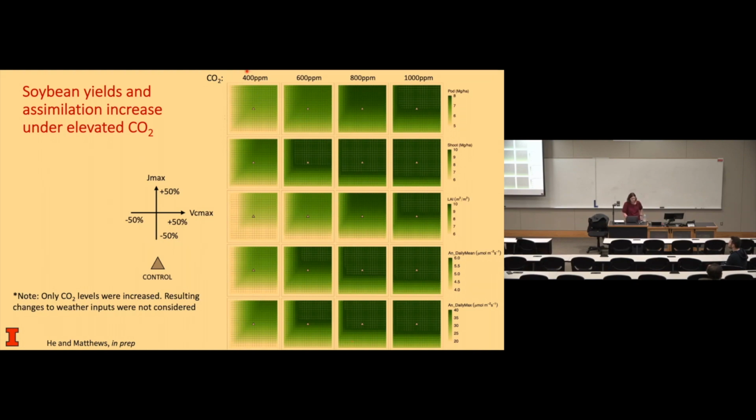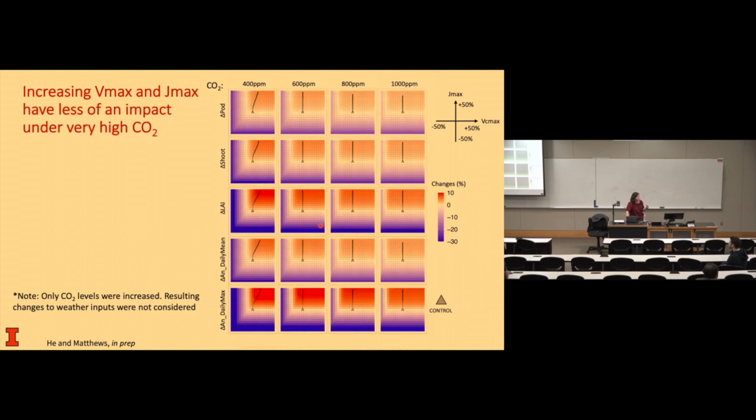And just as a note, we only increased the CO2 levels; we didn't change the climate, like the temperature, along with the CO2, even though if you go into the future, all that's going to change as well. But what we see here is that increasing CO2 levels already, on their own, gives an increase in assimilation and the pod and shoot biomasses.